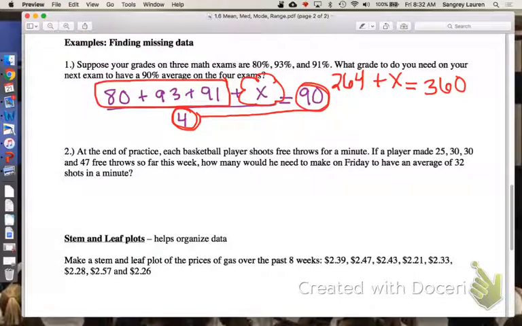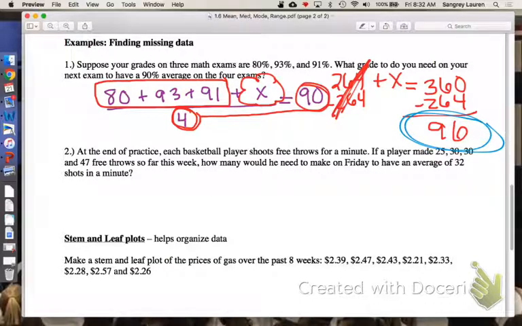The next thing we're going to do is take this 264 and subtract it. That way these cancel and they go away. So 360 minus 264 is 96. So we would have to get a 96 on the exam in order for our average to be a 90. Okay, so a little recap. You take the denominator, multiply it by the average, we add up all the tests we have already, and then subtract that from the 360.